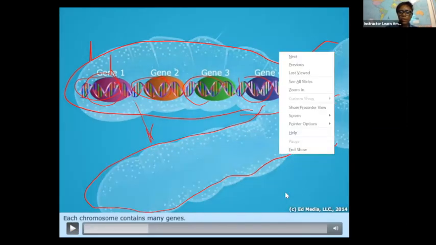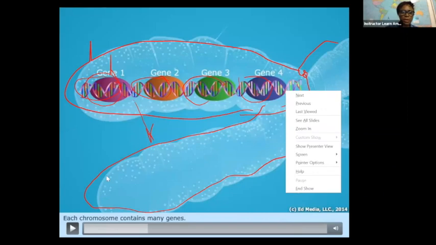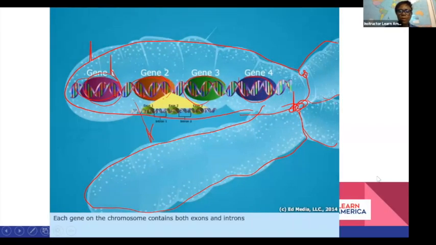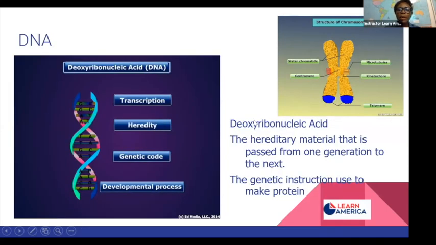All right, so I just want to skip past this a little. Okay, here we go. So now moving on, let's take a closer look at the DNA structure.